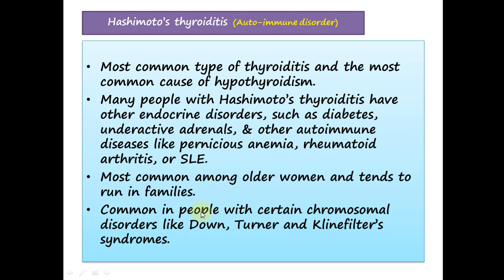People with Hashimoto thyroiditis are to be investigated for other autoimmune disorders and certain chromosomal abnormalities. For example, Down syndrome or trisomy 21, Turner syndrome, and Klinefelter syndrome. Patients with these chromosomal abnormalities may also develop hypothyroidism.